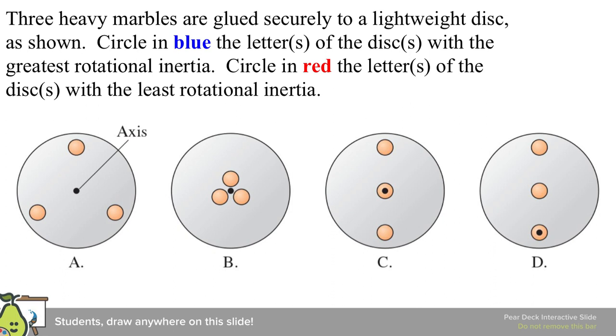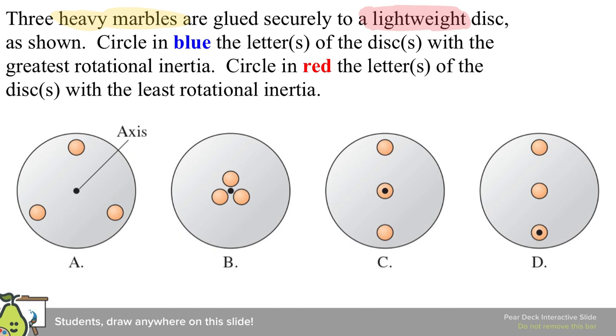So, an example. 3 heavy marbles are glued securely to a lightweight disk as shown. The point of saying all those things is that the marbles can be considered to be point-like. All right, they're heavy, and since they're small, they're basically point-like. And the disk is lightweight, meaning it's essentially massless and does not come in, which is good because we haven't talked about how to handle things like disks, which are extended objects. So really we're saying we've got 3 point particles rotating around.